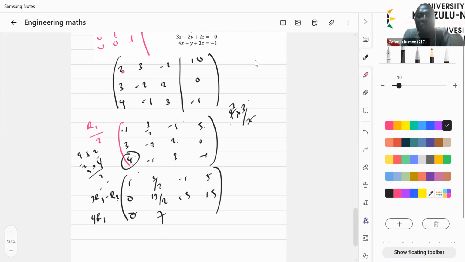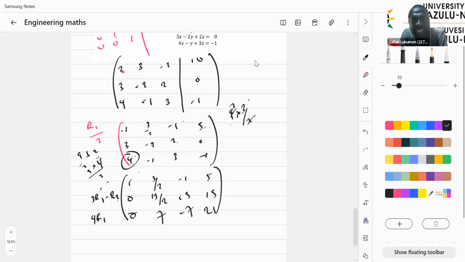Okay, 4 times minus 1, that is what? 4 times minus 1, that is minus 4. Minus 4 minus 3, that is minus 7. 4 times 5 is 20. 20 minus minus 1, that is 21. Can you see that now? Thank God we make it to be what? We make it to be 0.